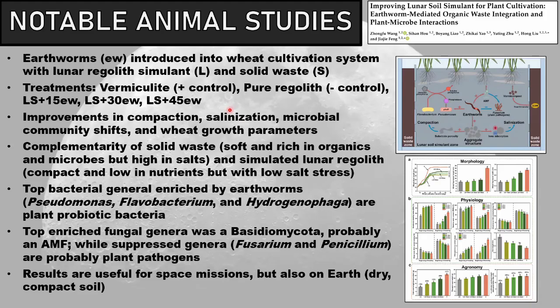And so these results are pretty useful for potential space missions, but it's important to note with these regolith studies, it's not just for space. Actually, what we learn about dealing with regolith for a potential thing in space could actually help here on Earth. So we have dry, compact, low nutrient soil in need of bioremediation here on Earth. Methods that work in regolith could work on those soils today.